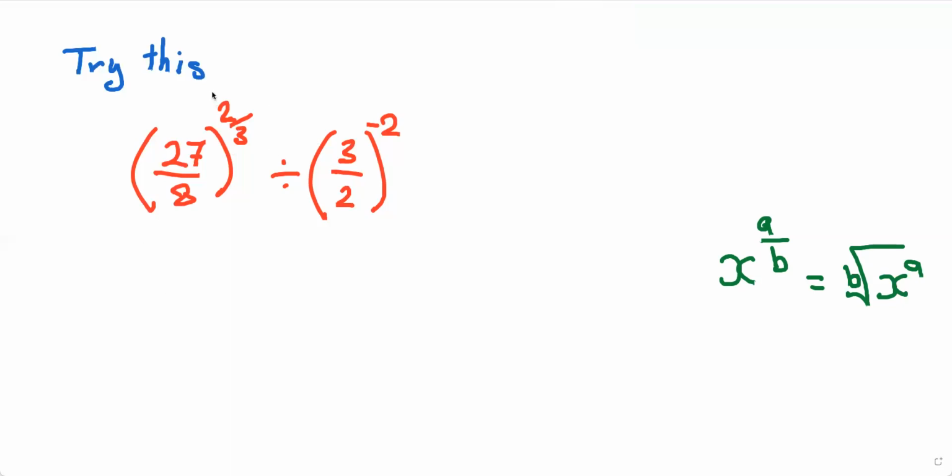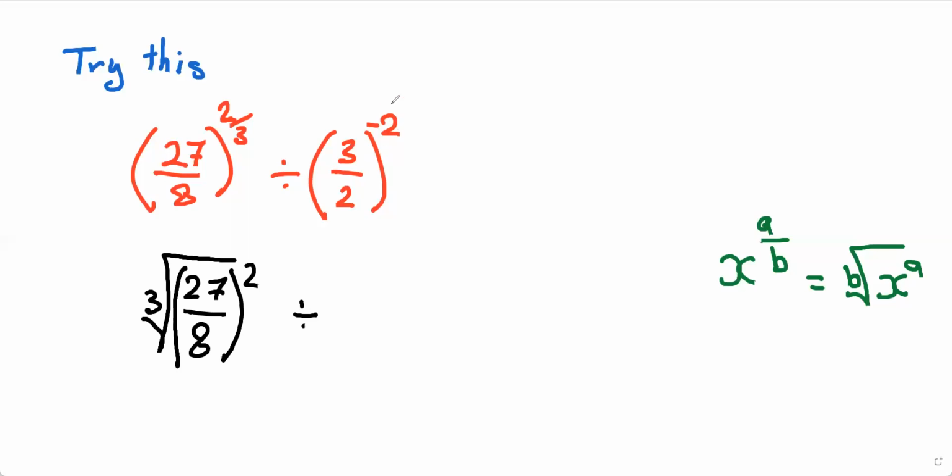So we want to change this fraction exponent to radical form. So we just throw a root on top of all of the 27/8, keeping in mind that 3 is the b, so that becomes the radicand, so it's the cube root. And the 2 is the a, so all of this becomes squared, divided by, and as I said earlier, when you have a negative exponent, you flip this or reciprocate it. So 3/2 becomes 2/3, and that allows you to make the exponent positive.